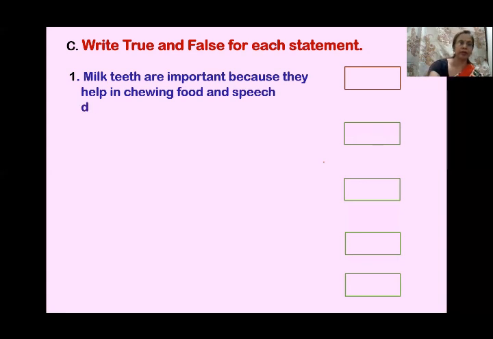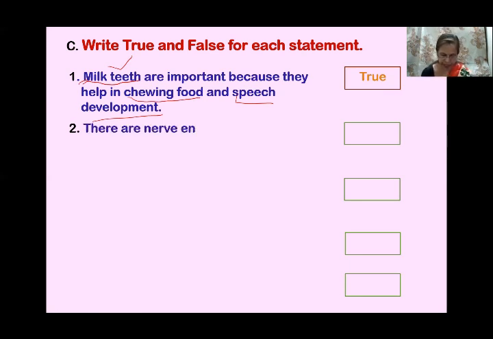So as you remember, milk teeth are found in babies. And since babies are in a growing phase, speech development and chewing of food is carried out with the help of these milk teeth. So is the statement true or false? It will be true.